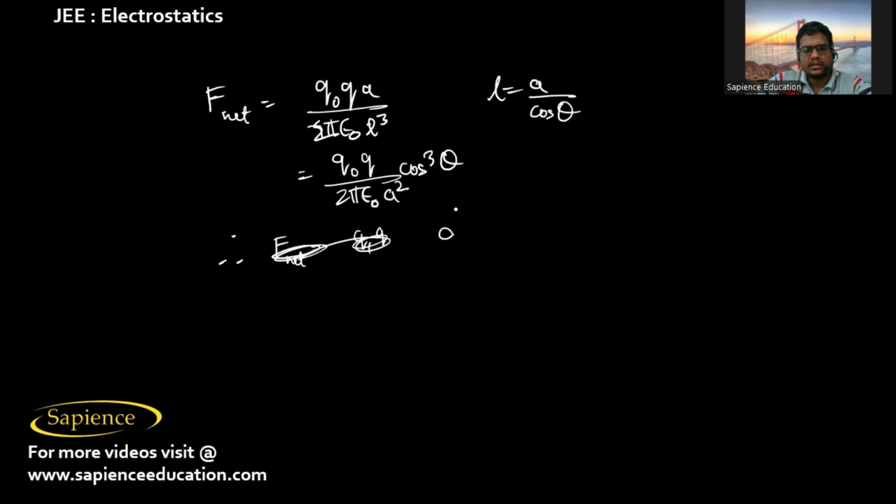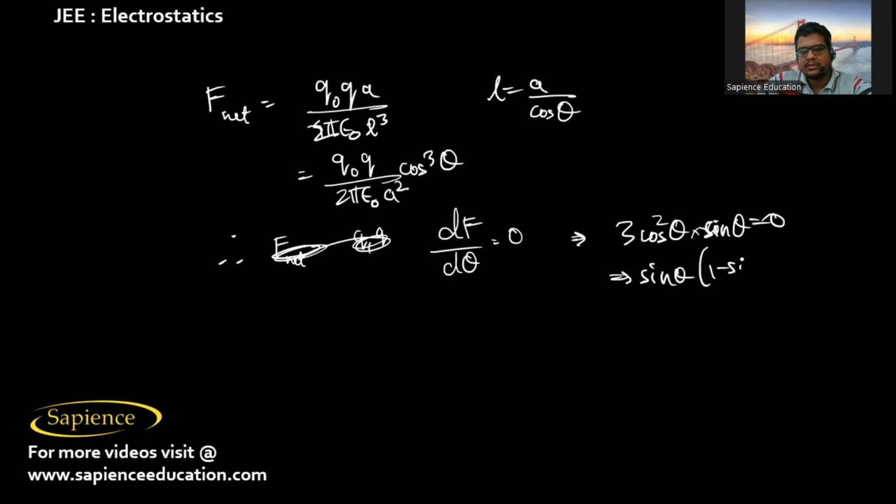So it means dF by d theta should be 0 if the force has to be maximum. Then we can say 3 cos square theta into minus sine theta is equal to 0. So I can say sine theta into 1 minus sine square theta is 0. So it means that sine theta can't be 0, sine theta should be 1. So therefore theta should be equal to pi by 2.